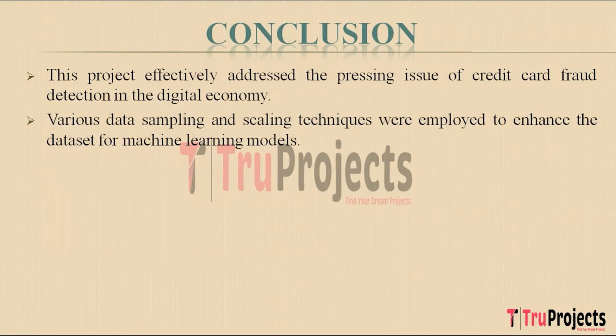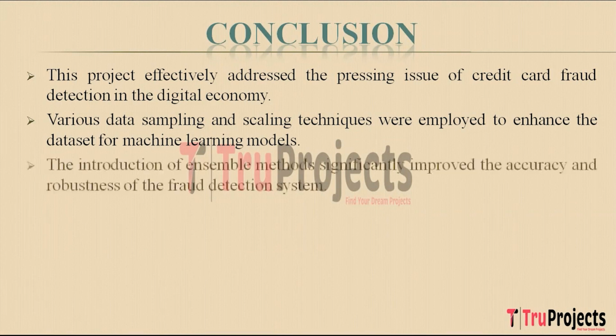Various data sampling and scaling techniques were deployed to refine the dataset. This preparation ensures that the data is in optimal condition for machine learning models. It is akin to cleaning and organizing information before putting it to good use. By introducing Ensemble methods, the project significantly boosted the accuracy and robustness of the fraud detection system. Ensemble methods are like teamwork in machine learning, where multiple models collaborate to make more accurate predictions.